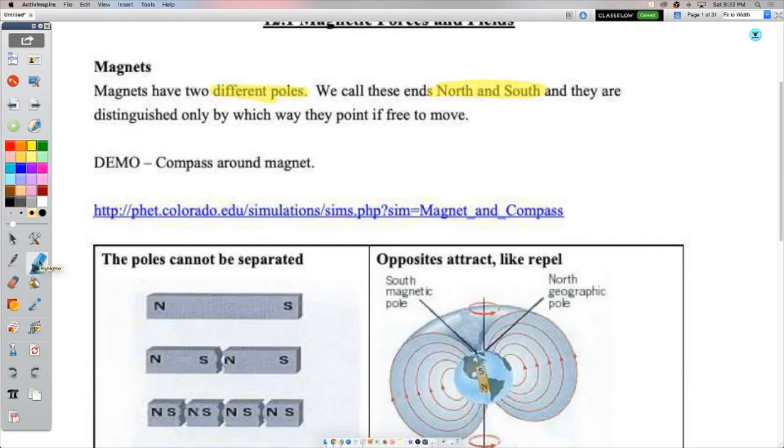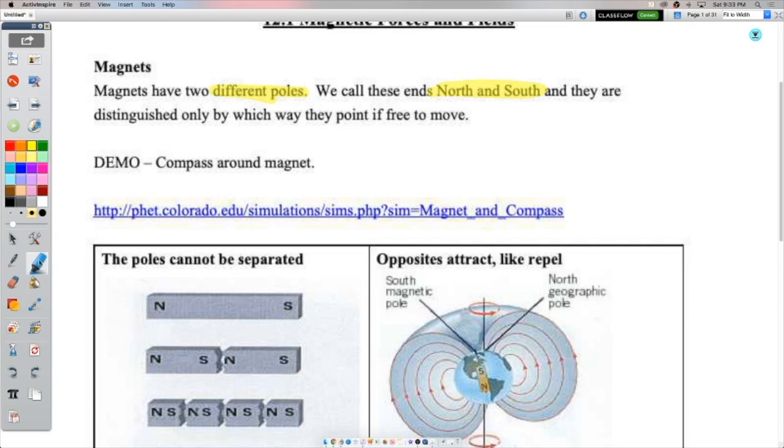So how do we tell which pole is the North Pole and which pole is the South Pole? Well, much like when we were looking at charges, we kind of have to rely on how they behave, right? So if two objects, for example, repel, you don't actually know whether they are positively or negatively charged. All you know is that they have the same charge, right?